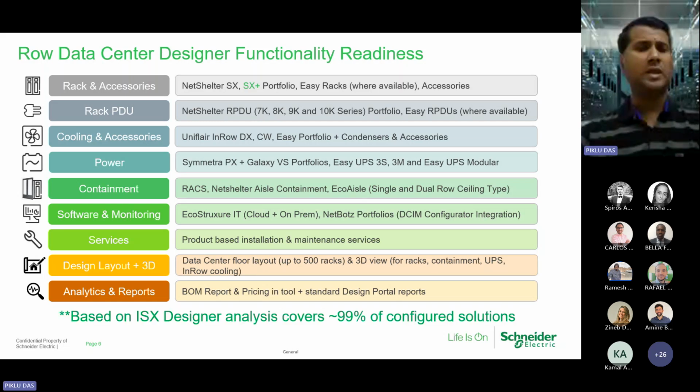And based on what we have analyzed of the ISX Designer solution over the last 20 to 25 years, we can say that with all these products that we have introduced in our Row Designer, it will cover 99% of the solutions that used to get configured in ISX Designer, right? Because the 1% will probably be the solutions with more than 500 racks, and also some of the products like the STS, which is not mostly used but still being used, but that comes under below 1%, right? So we can say that 99% of the solutions can be covered in the Row Data Center Designer.